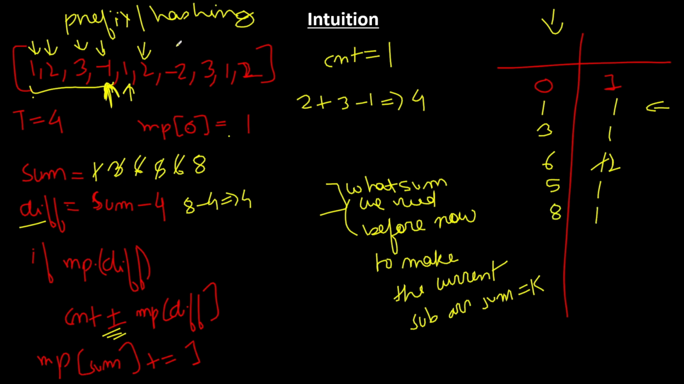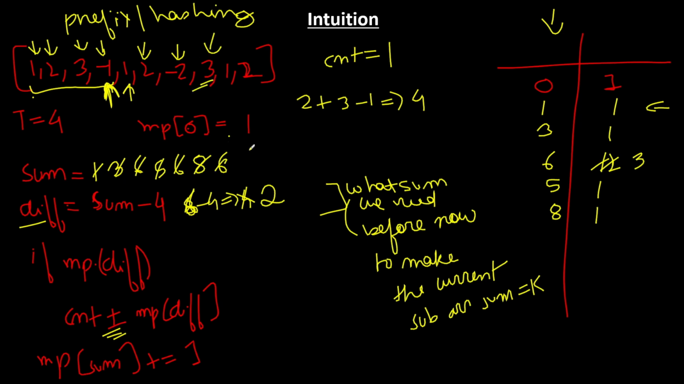We move ahead. It's minus 2. Minus 2 added to 8 gives me 6. And 6 minus 4 gives me 2. Correct? Then we look into the map. Do we have 2? No, we don't have 2 present here, right? So we just skip it, and since our current sum was 6, we increase it to 3. Now we move ahead. Now it is 3.